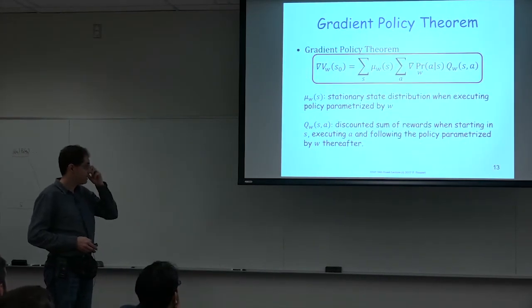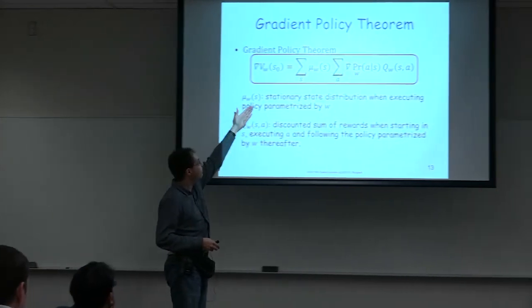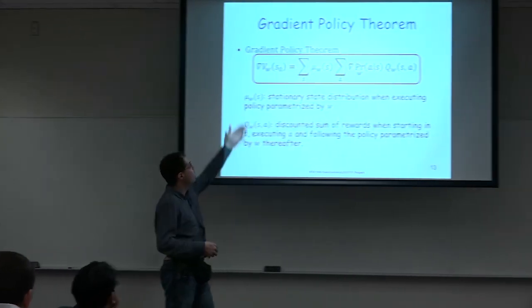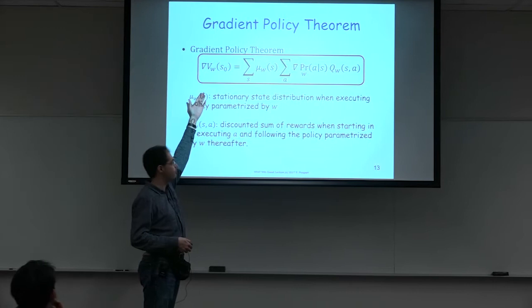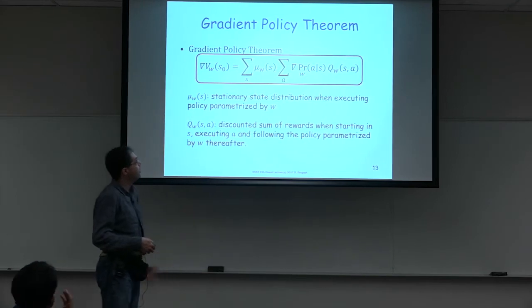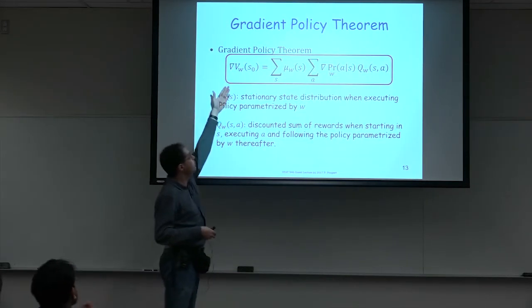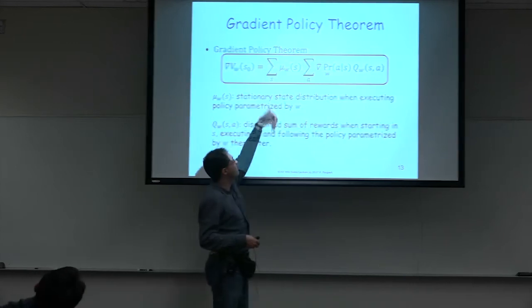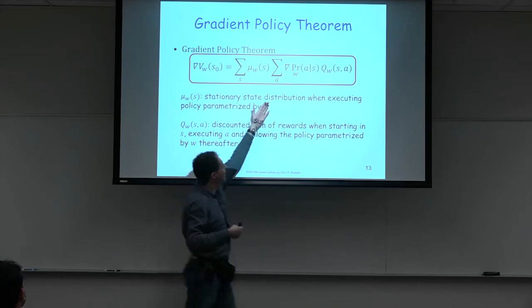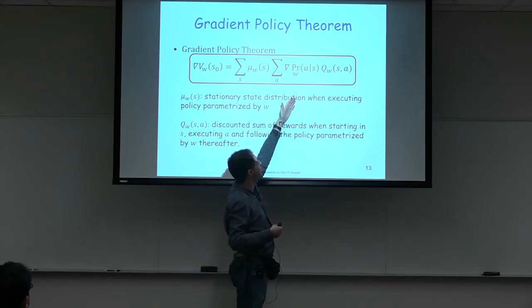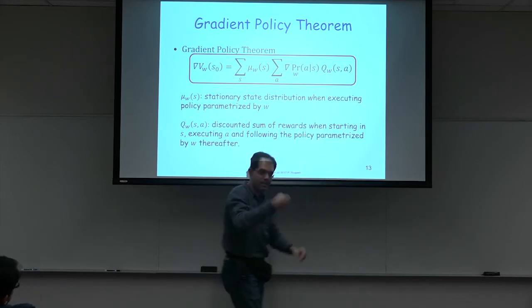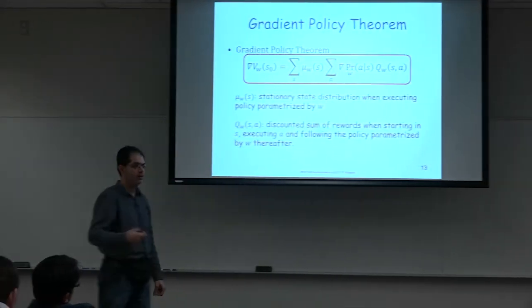Okay, so how do we explain this? There's a theorem known as the policy gradient theorem, where we can show that if we want to compute the gradient of the value function for a policy parameterized by W, it corresponds to this equation. This equation is essentially saying that the overall value of the policy comes from the stationary distribution of the states when we execute the policy for a long time, times the probability of choosing actions in each state, times the value of the policy when we're in a certain state, execute the action, and then follow the policy thereafter.